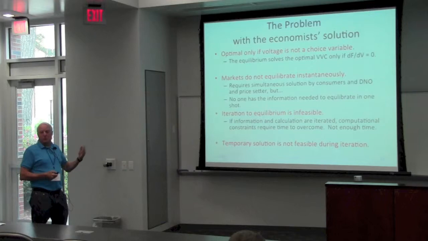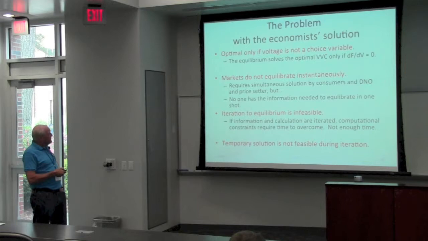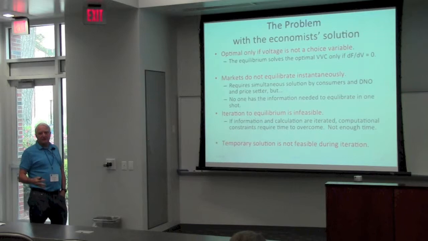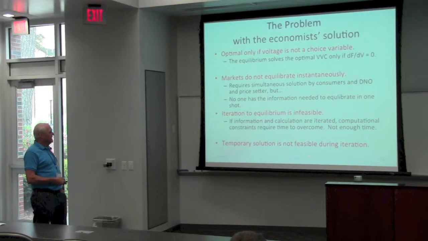For different reasons. But even if you fixed voltage and just kept it at a fixed level, the markets don't equilibrate instantly. It requires simultaneous solution, but nobody has the information and is able to solve that problem. And so you have to do iteration, but if you iterate, it takes time to do the computation and you run out of time. So you get a temporary solution.